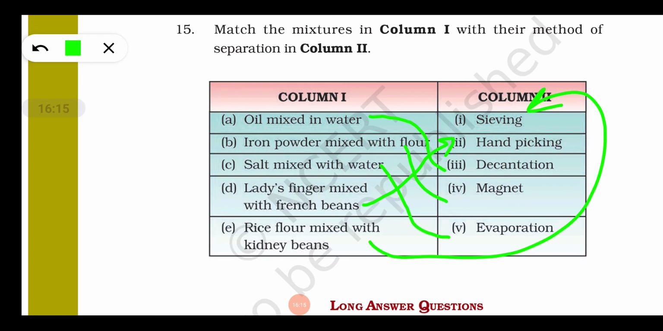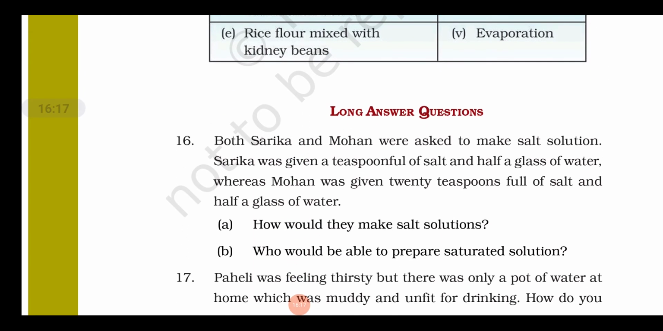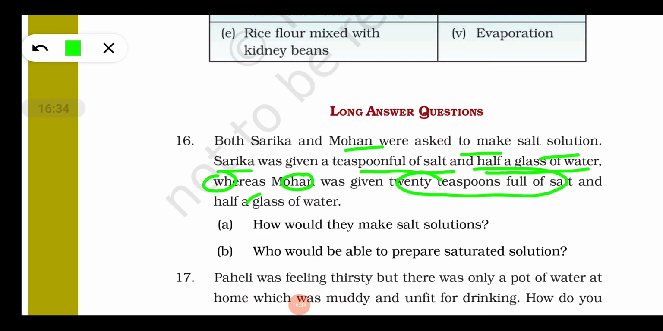Question number 16. Long answer type. Both Sarika and Mohan were asked to make salt solution. Sarika was given a teaspoonful of salt and half a glass of water, whereas Mohan was given 20 teaspoonful of salt and half a glass of water. How will they make salt solution, and who will be able to prepare saturated solution?